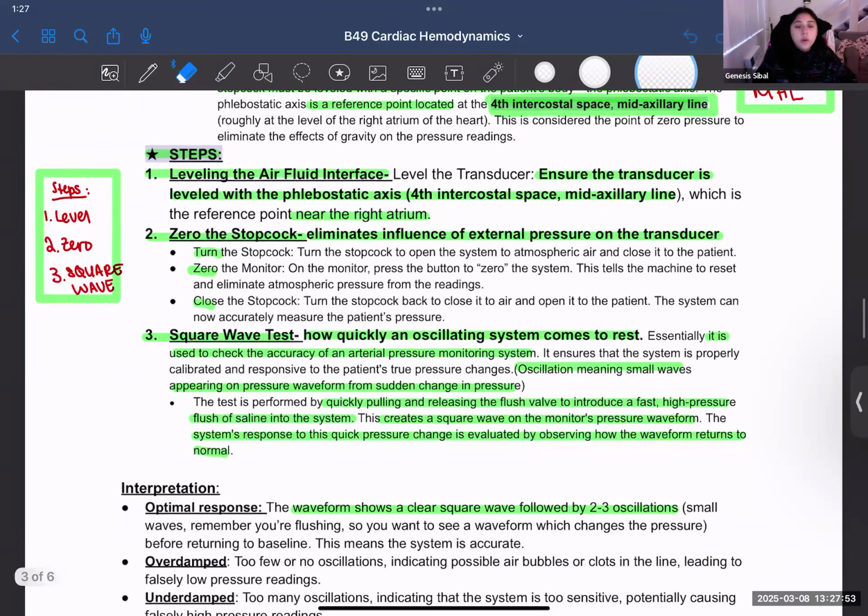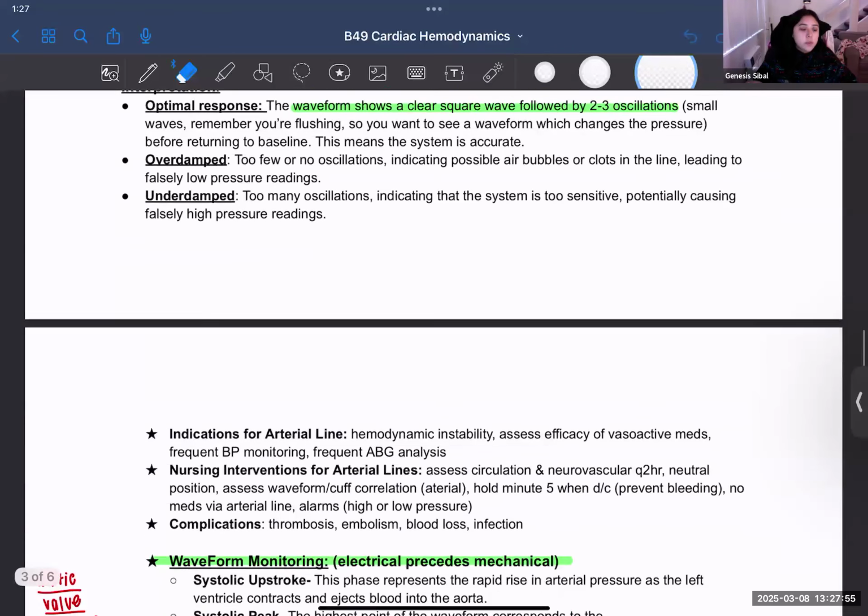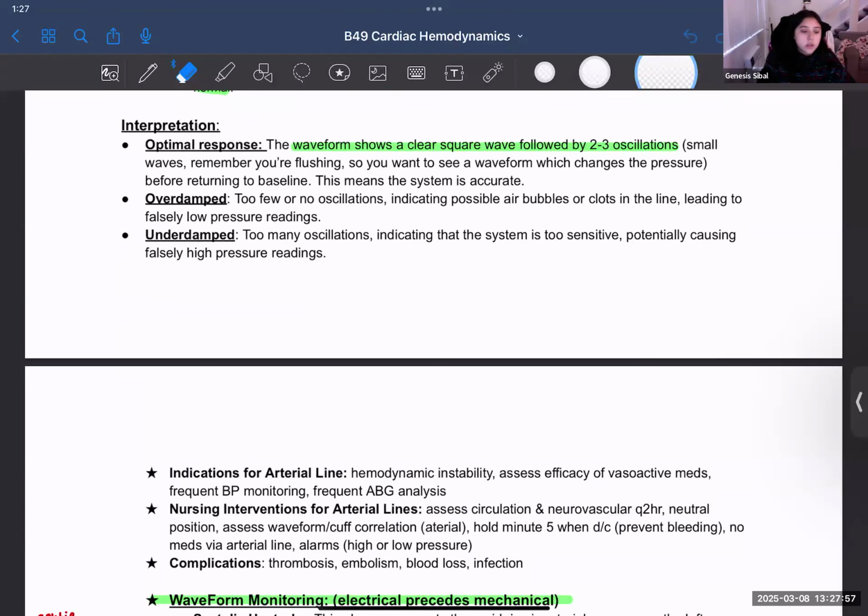Level, zero, square wave. What are we leveling it to? The fourth intercostal space, mid-axillary line. Why? Because it's right next to the right atrium. We want it leveled and fine there. In terms of the interpretation, the optimal response is a clear square wave followed by 2 or 3 oscillations, and you'll see that. So basically, small waves. Remember, you're flushing, so you want to see a waveform which changes the pressure before returning it to baseline. That means that the system is accurate.